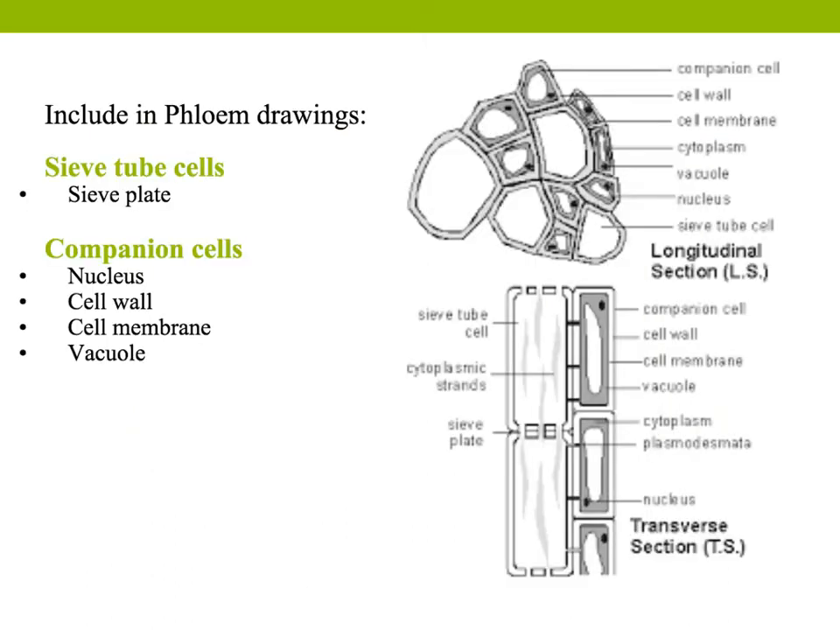So, including in your phloem drawings. You can see in the, okay, they're the wrong way around. This is the transverse section here. And you can see you've got your sieve tube cells and your companion cells. The companion cells are right next to the sieve tube cells. Remember, they provide the energy for the sugar loading. And you're going to note the nucleus, a vacuole, maybe cell wall and cell membrane.